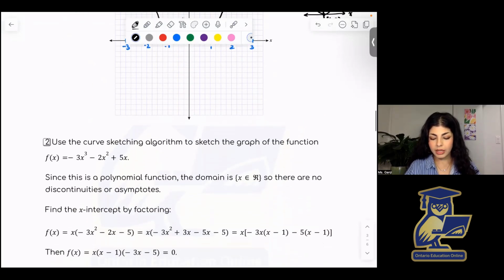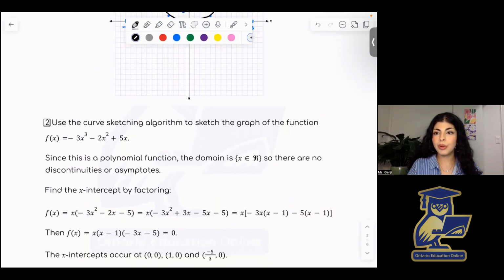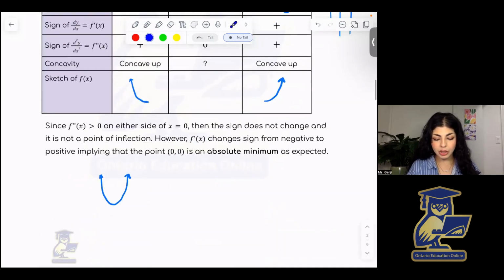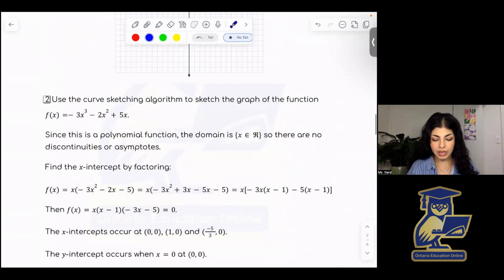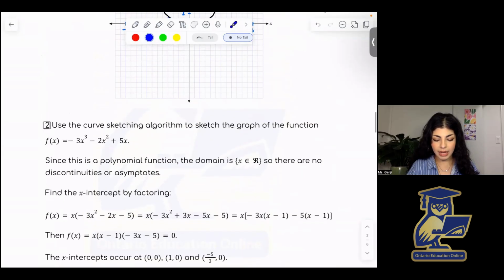Now let's look at our second and also last example because again, I want to give you more time to practice on your own. So here we have -3x cubed minus 2x squared plus 5x. This is a polynomial function. The domain is x in all real numbers, so there are no discontinuities or asymptotes. So now I am actually following more of this algorithm here, step by step. I've already done the first analysis there.